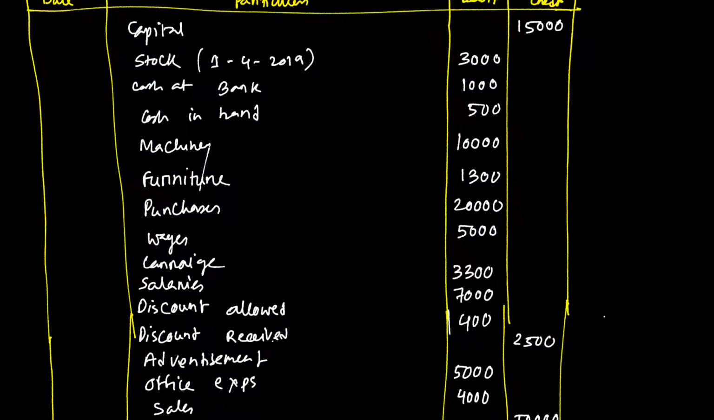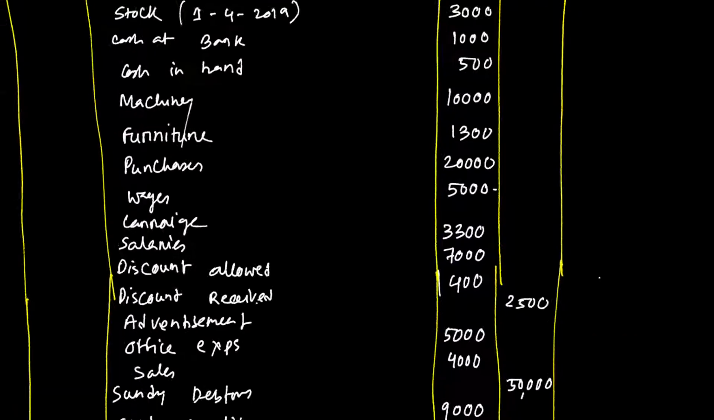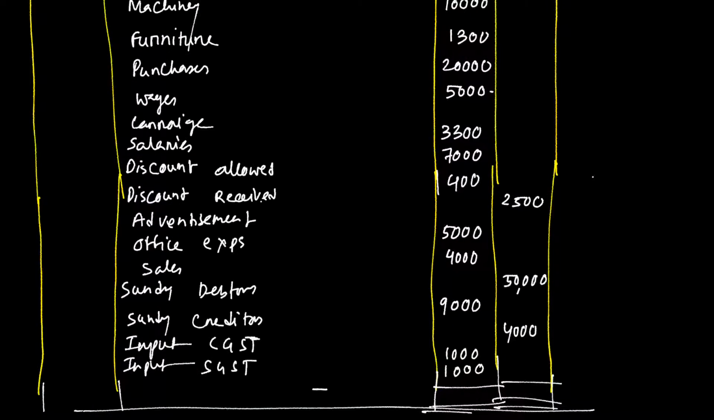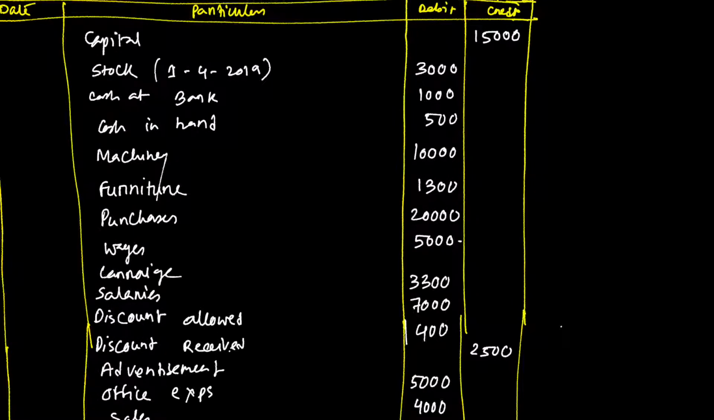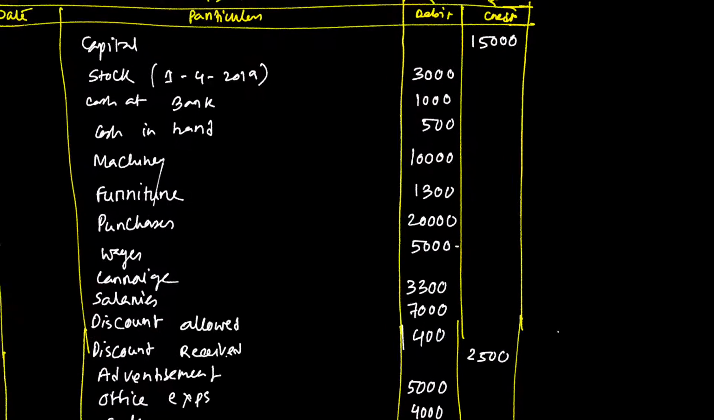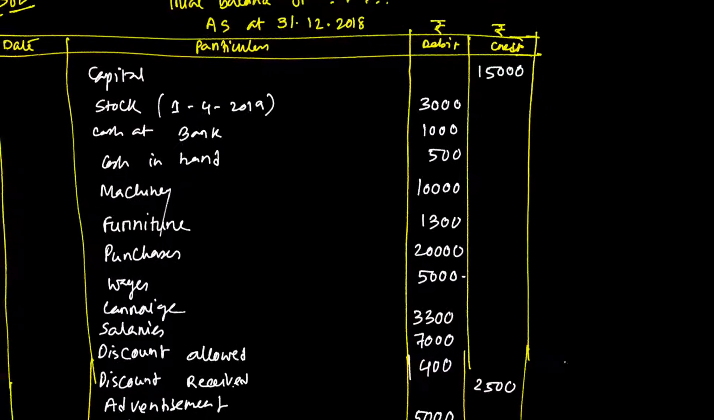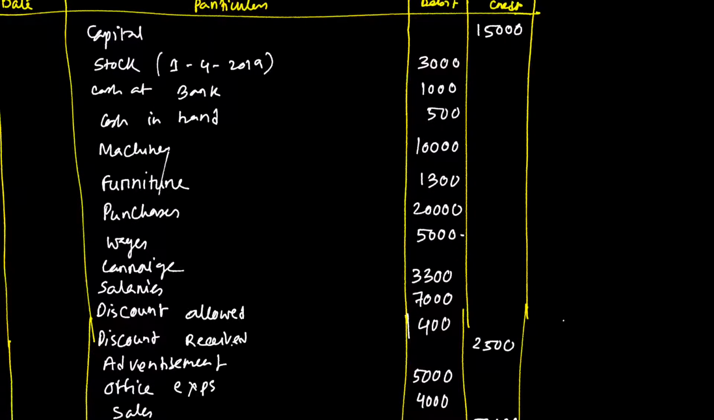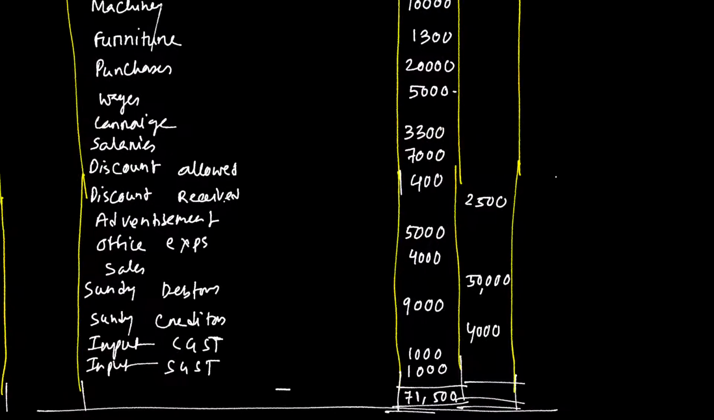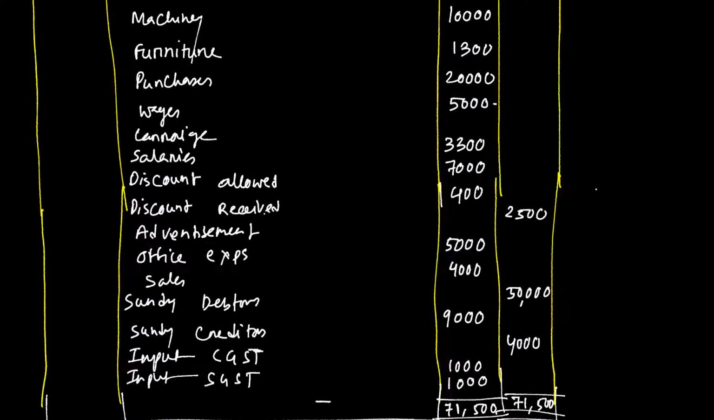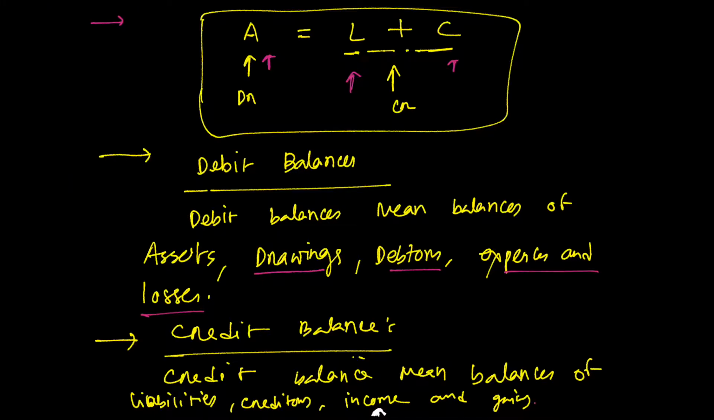We write each and everything in our question from our question. So tally the debit side here: 3,000 plus 1,000 plus 500 plus 10,000, 1,300, 20,000, 5,000, 3,300, 7,400, 5,000, 4,000, 9,000, 1,000, 1,000. Total calculate 71,500. Don't use your smartphone or any digital device, because this is not allowed in your exam hall. So remember that thing. Use manually. On the credit side, 15,000 plus 2,500 plus 50,000 plus 4,000, in total 71,500.